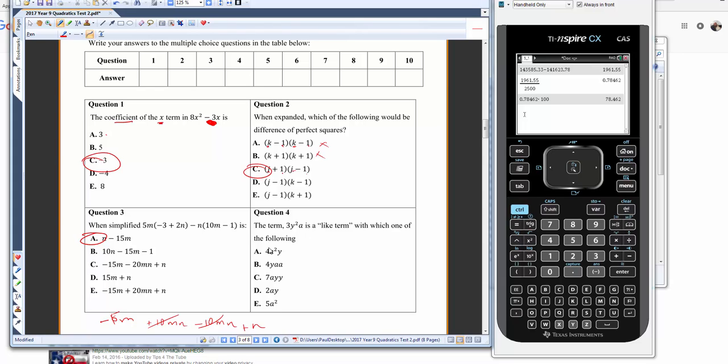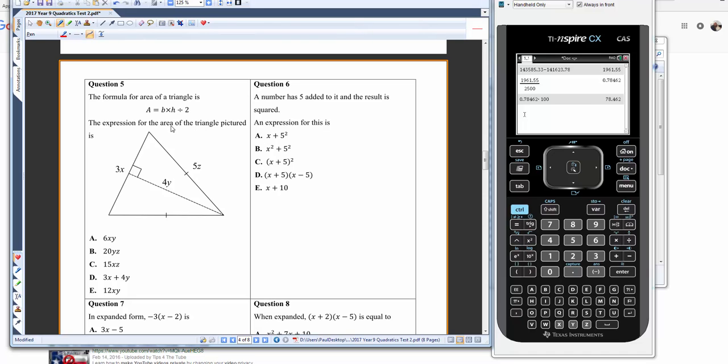This one here, a couple of my students said that there was a mistake in this one. The term 3y squared a is like with which one of the following? It's actually this one here, okay? Because 7ay could be written as 7ay squared, and that is the same as 7y squared a, and you can quickly see that that's like.